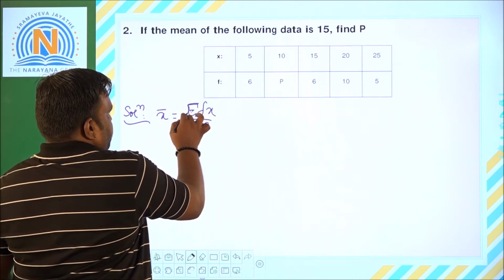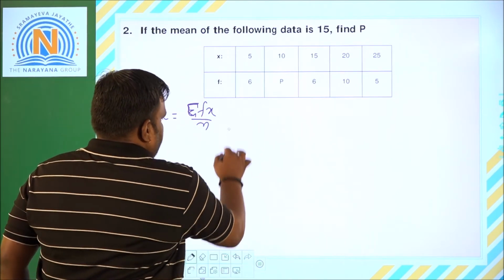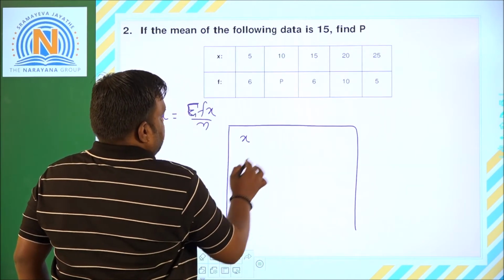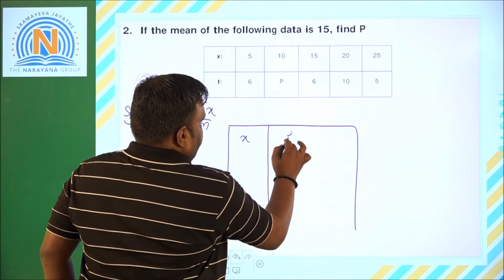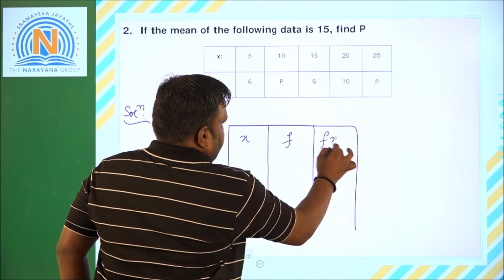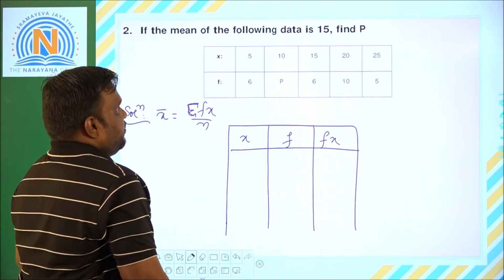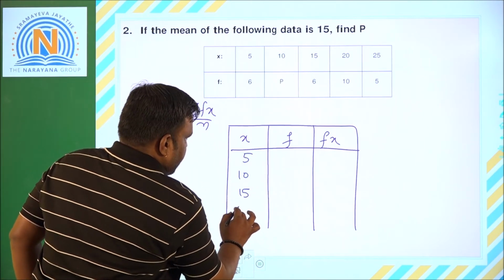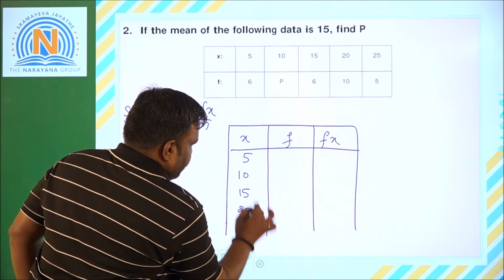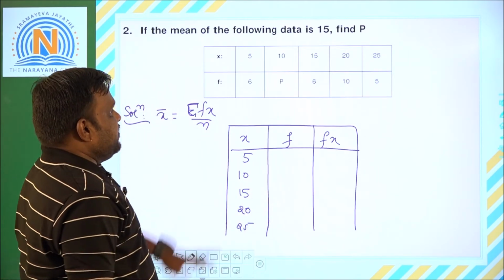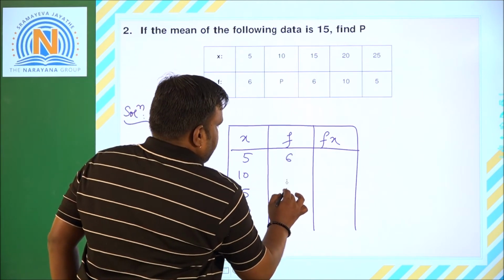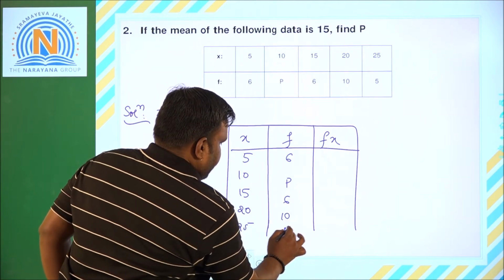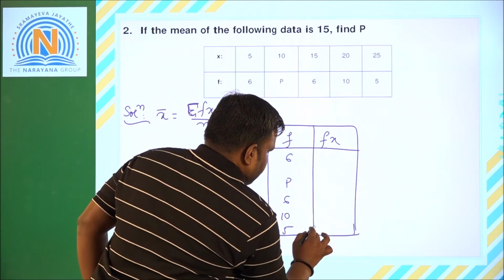Again you draw the columns: x, the observations, and the frequencies, and again fx. Here the observations are 5, 10, 15, 20, 25, and the corresponding frequencies are 6, p, 6, 10, 5. We have the frequencies also with us.